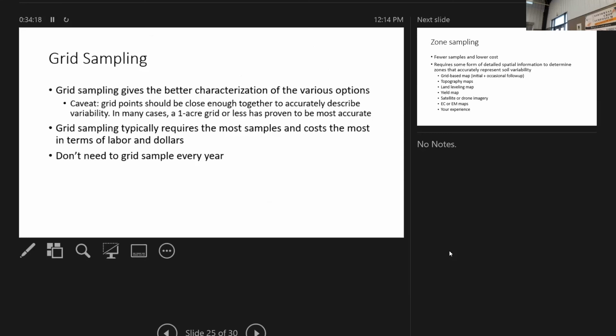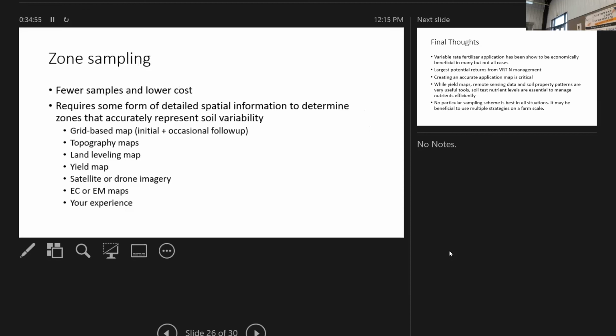So in terms of grid sampling, again, probably the best way to characterize that variability. But how far apart do those samples need to be, and how much can we afford to pay for that? However, as I demonstrated, over time those patterns are pretty stable. So we don't need to do it maybe every 5 years, maybe every 10 years, depending on what other options you have available. We've gone over the benefits and disadvantages of zone sampling and different data layers.